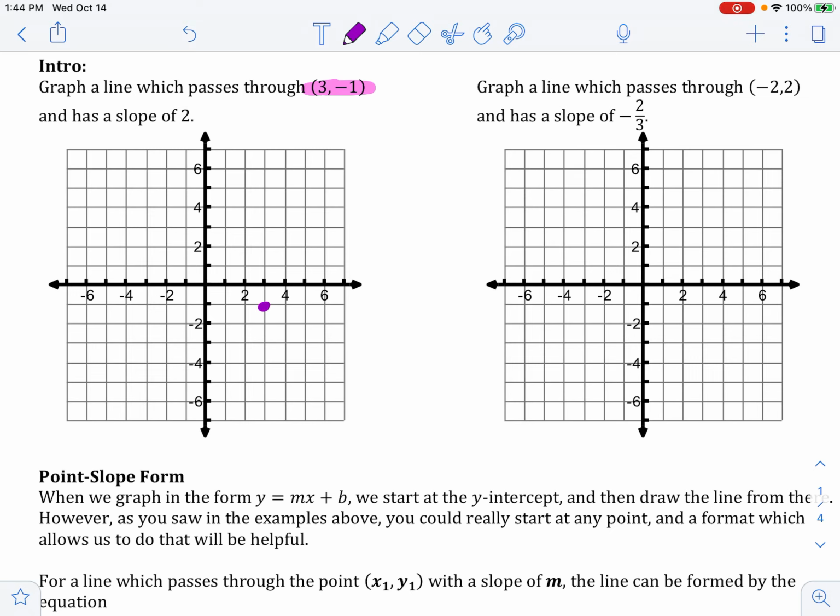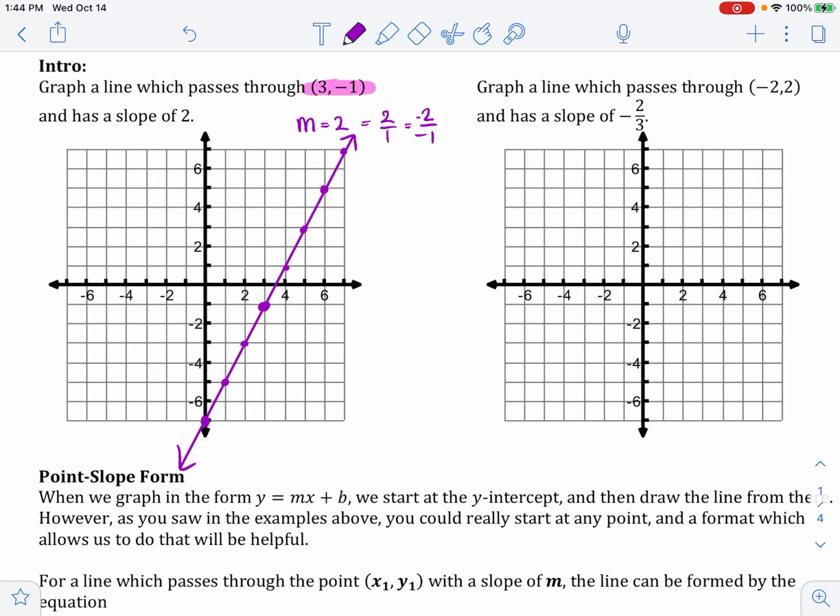And now you're going to graph more points based on the slope. So the slope is 2, which is the same thing as 2 over 1, which is the same thing as -2 over -1. So I'm going to go up 2, right 1, up 2, right 1, up 2, right 1. I could also go down 2, left 1, down 2, left 1, down 2, left 1. I'm going to connect those points, and there is my line.